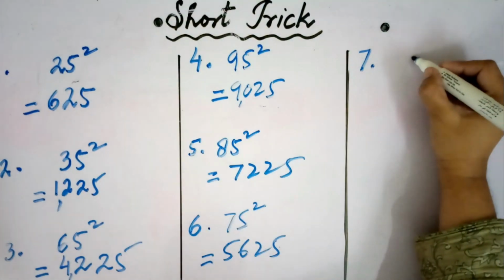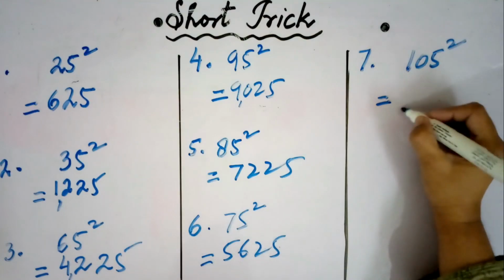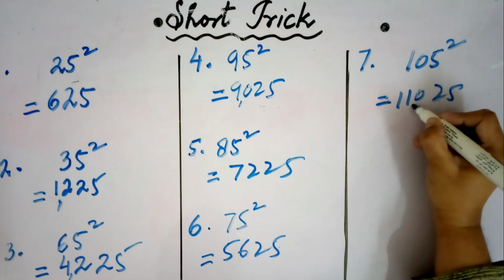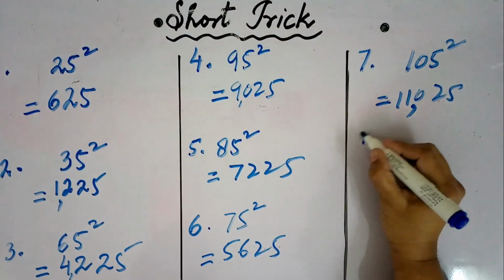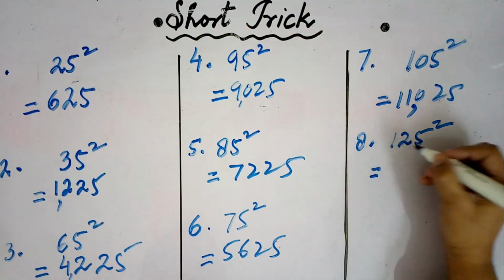Number 7, we take 105 square. 10 11s are 110, and 25. That would be the answer. Got it? Now number 8. I am taking 125 square. How will you solve that?